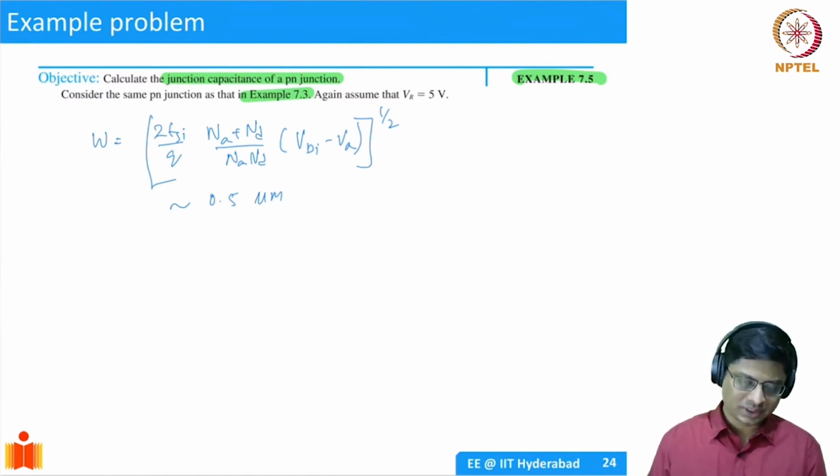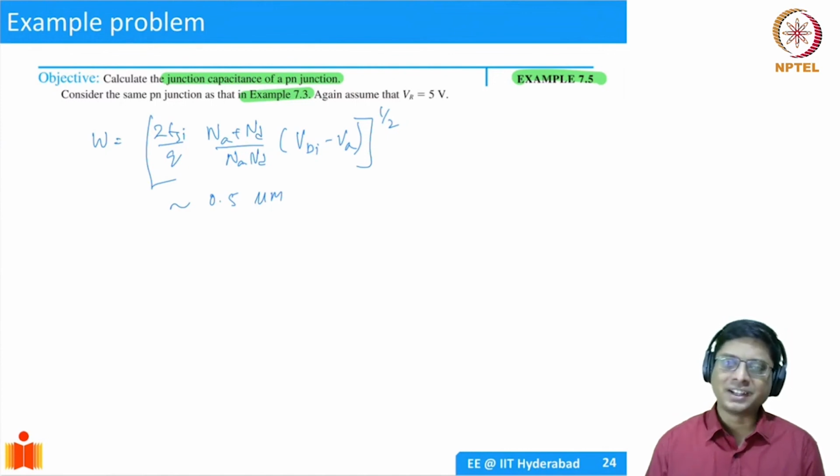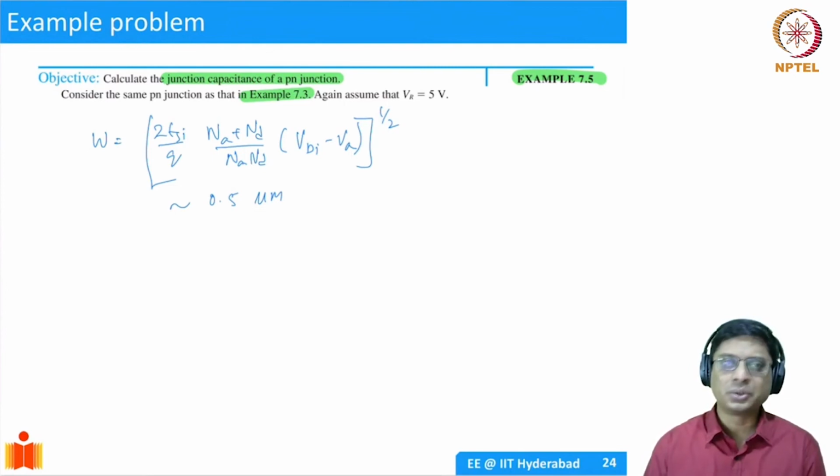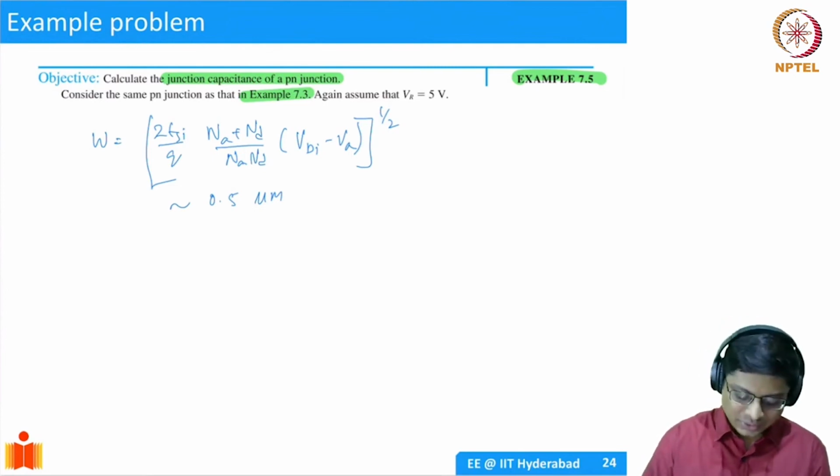Remember, you should compute this and verify. We have done it once in the past, that's why I don't want to do it. And I don't remember what these doping concentrations are for this example. For us, we need the approximate numbers. You will do the exact calculations. So once I do this, C depletion is going to be epsilon silicon divided by this number.